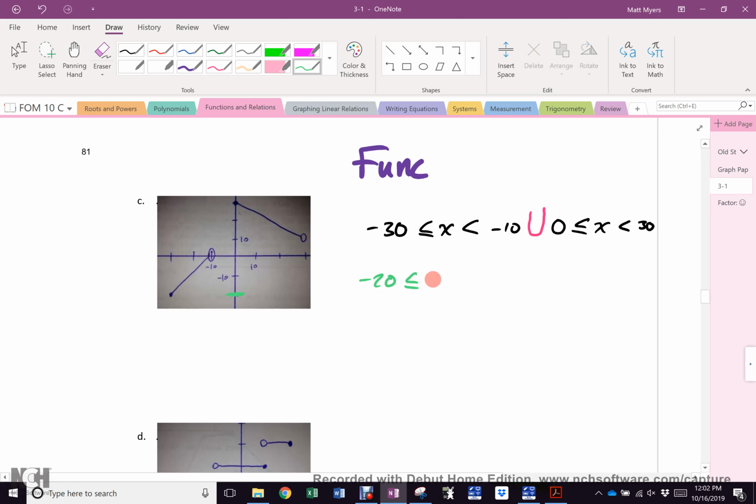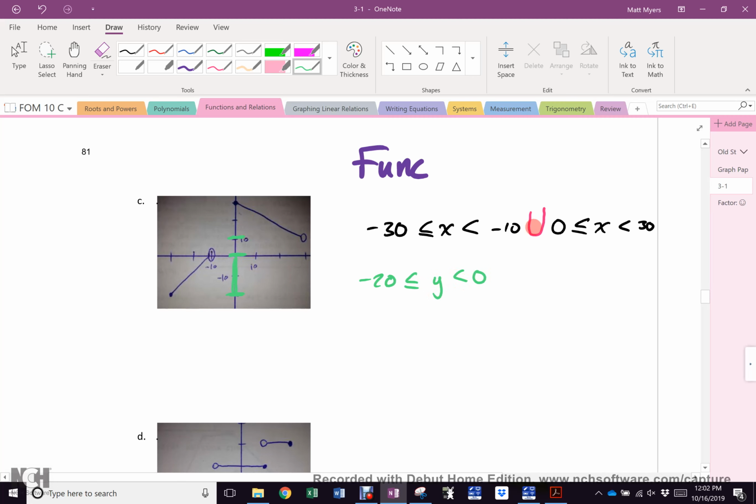What goes here, Y or X? Y. And I go up to where? What's that value? 0. Do I hit 0? How do you know? It's not colored in. Now, does it start again? Starts again right there, right?